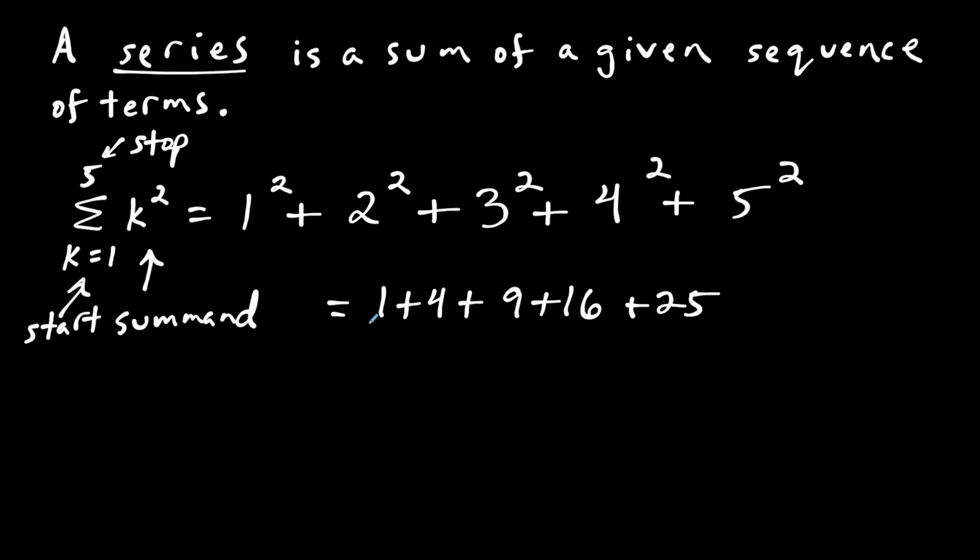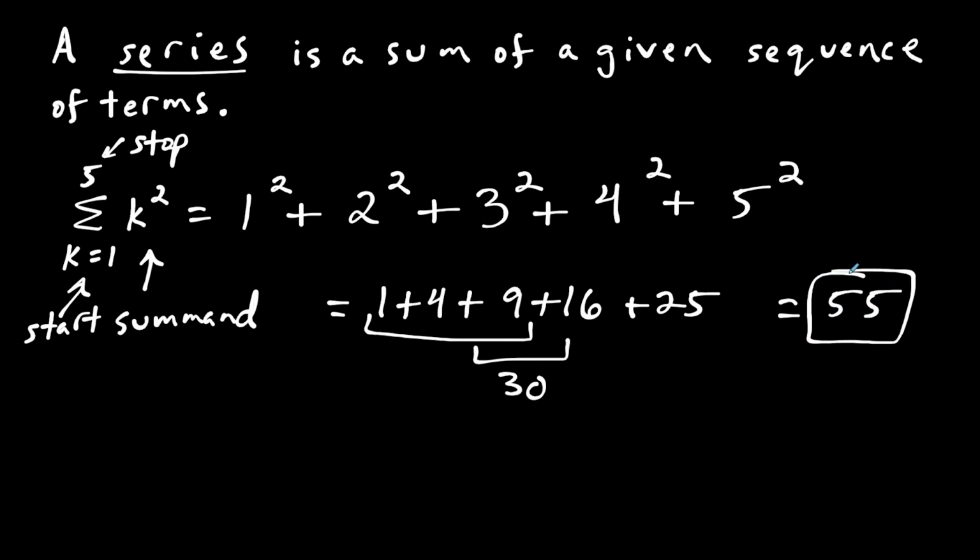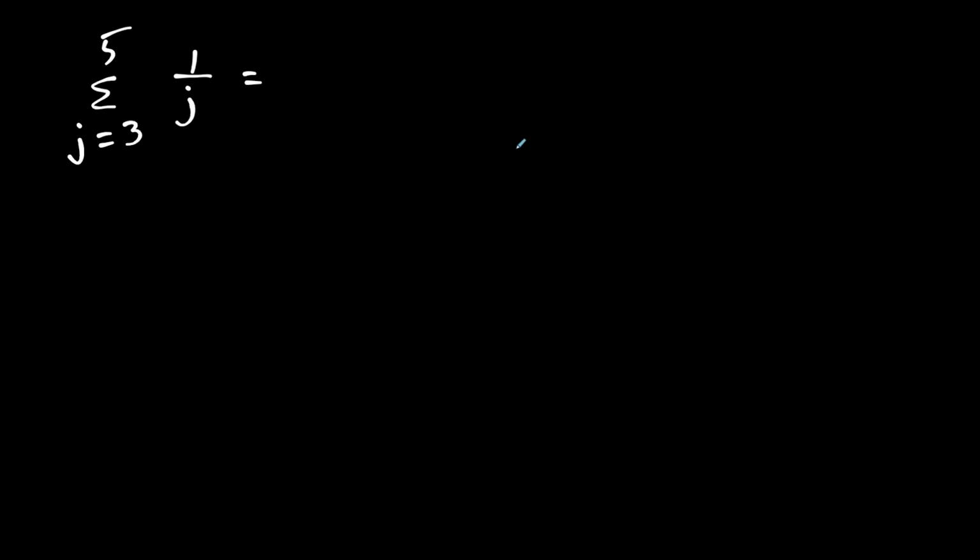And then if we add a few of these together, like I look at these three together make 14. And then 14 plus 16 is 30. And then I have 30 plus 25, which is equal to 55. So this is going to be the value for our first series. So let's look at a few more examples here.